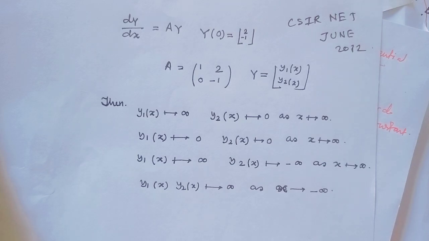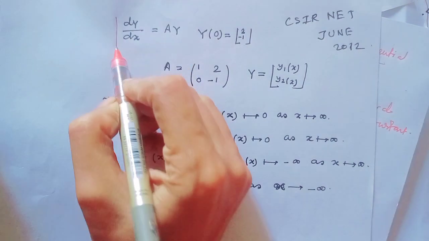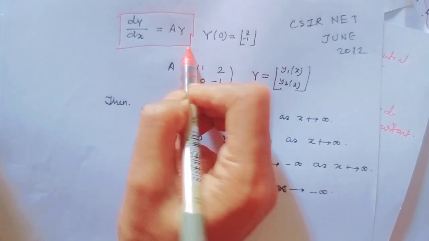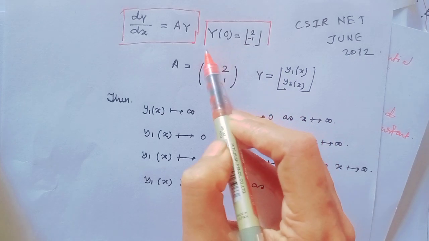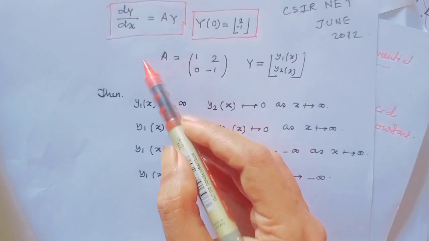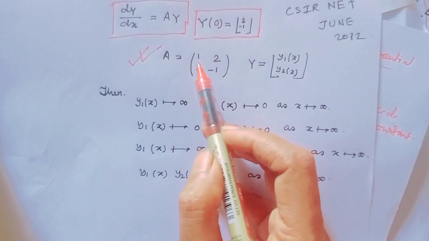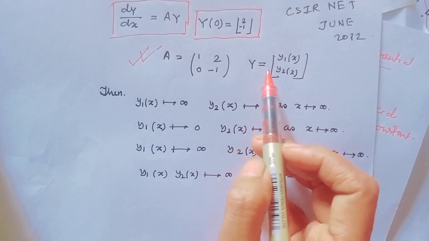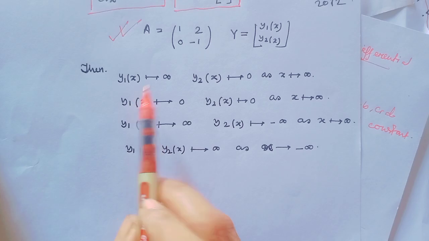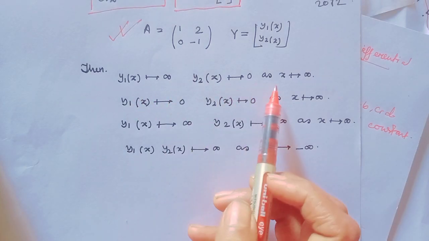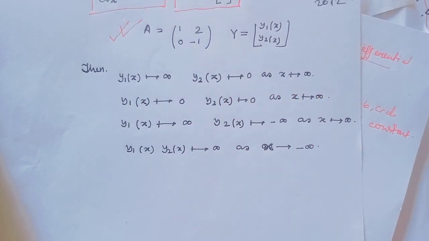The first question came in the CSIR NET 2012 exam. The question is dy/dx equal to Ay. This is a system of linear differential equations, where the initial condition is y(0) equal to (2, minus 1), and the matrix A is given, where y equal to (y1(x), y2(x)). Then we have to check whether y1(x) tends to infinity and y2(x) tends to 0 as x tends to infinity.